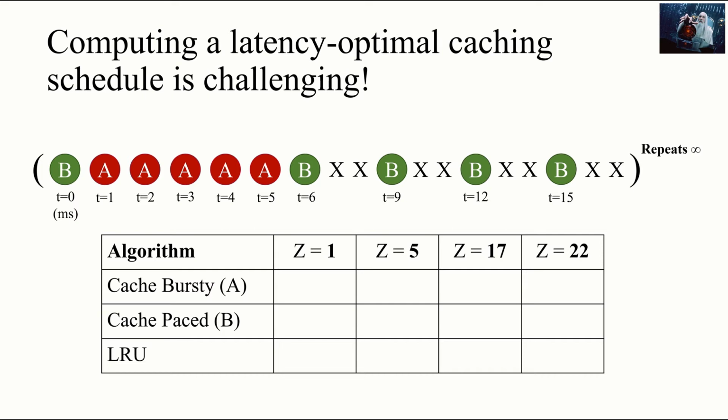We also consider these three algorithms: always cache the bursty object A, always cache the path object B, or simply use LRU. Can you guess which of these algorithms will perform the best? I'll give you a few seconds to think.